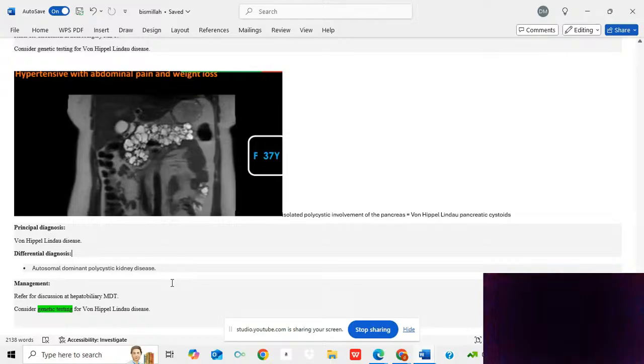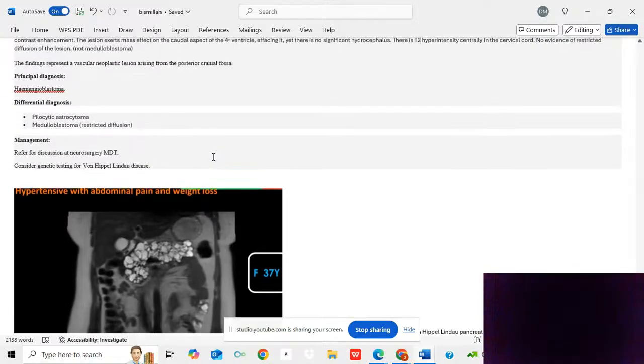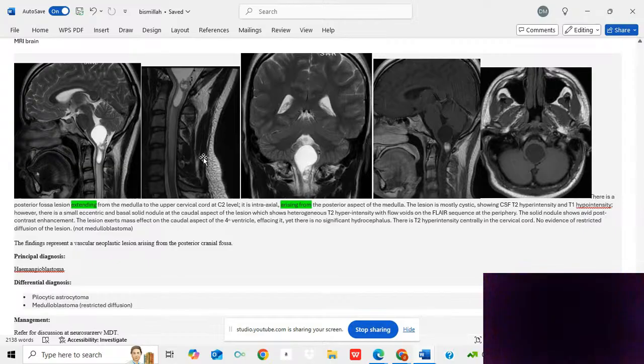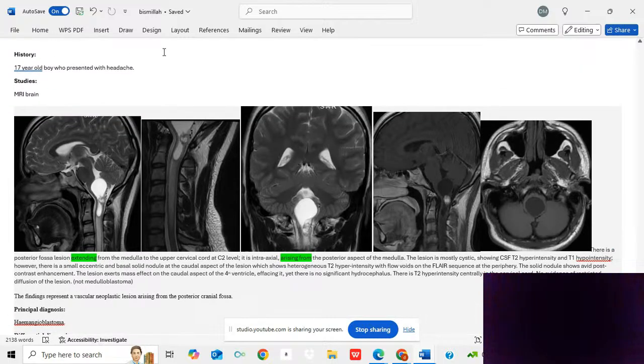So this was the first sign of von Hippel-Lindau. So what is the other sign? The other sign of von Hippel-Lindau is the development of multiple haemangioblastoma. So multiple haemangioblastoma could be a sign of von Hippel-Lindau disease. This patient is a 17-year-old boy presented with headaches.